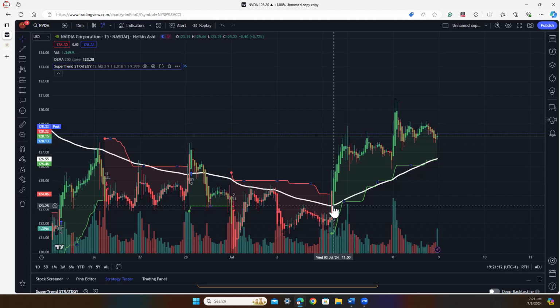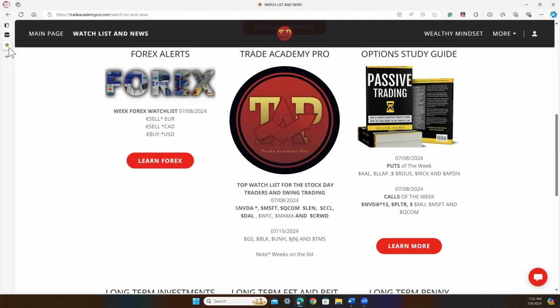Like I said, it's right here. When the WMA turns green, it gives me a buy signal and goes above the 200-day moving average. This thing is going to run for a little while. It is going to run for a while. All right, let's take a look at some other stocks that we got.